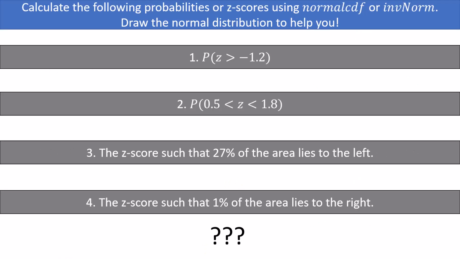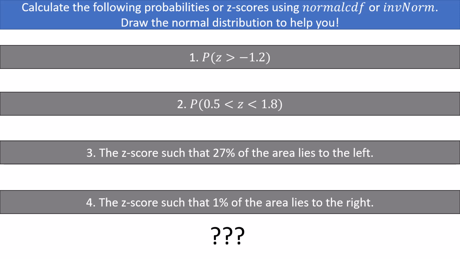All right, here are a few problems for you to try. You are asked to calculate the following probabilities or z-scores using normal CDF or inverse norm. Draw the normal distribution to help you. So the first two problems, you'll be using normal CDF to find the probability, and for the last two, you'll be using inverse norm to find the z-score. Now recall that you need the area to the left for the inverse norm problems. So if you are given the area to the right, you're going to have to find the complement of the value that is given to plug into inverse norm. So just keep that in mind.